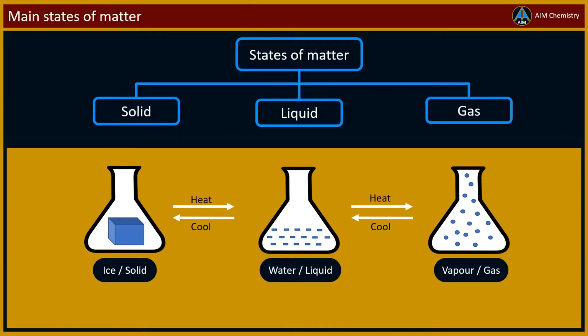Main states of matter. There are total 3 main states of matter. First is solid, second is liquid, and third is gas. Example of our daily life for this is water, which is in liquid state at room temperature. On cooling it, we get ice, which is in solid state, and on heating water, we get vapor, that is gaseous state. For more understanding, let's learn some properties of solid, liquid, and gas.